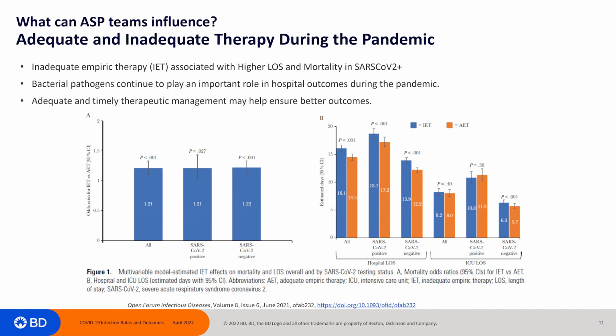We talked to their family member and they had COVID just 5 days ago. You could make a safe bet that probably they have at least SARS-CoV-2, but do they have something else? And so that empiric therapy is done blind essentially. And so when it's inadequate, when it doesn't actually cover that secondary bacteria or secondary fungal infection that eventually grows out later in the hospitalization, that's when you see this discrepancy of higher length of stay and higher mortality. So we do know from these studies that bacterial pathogens continue to play an important role in hospital outcomes during the pandemic, and adequate and timely therapeutic management may help ensure better outcomes.